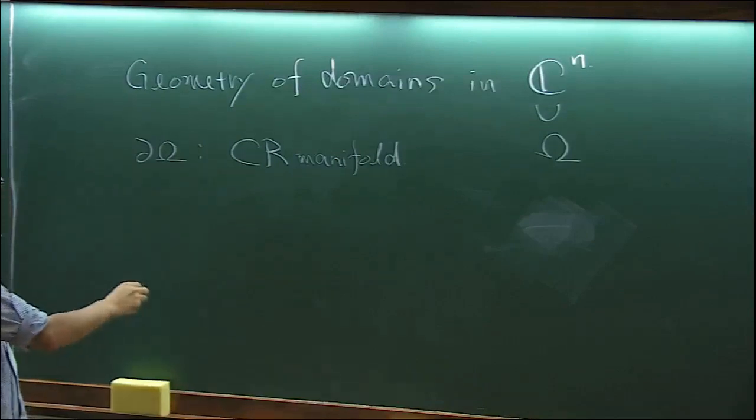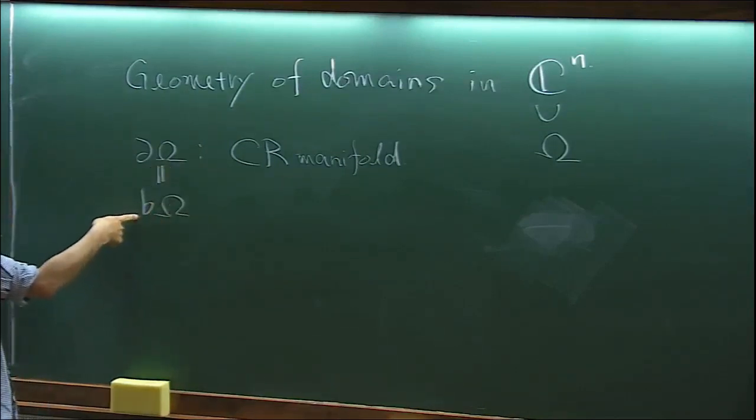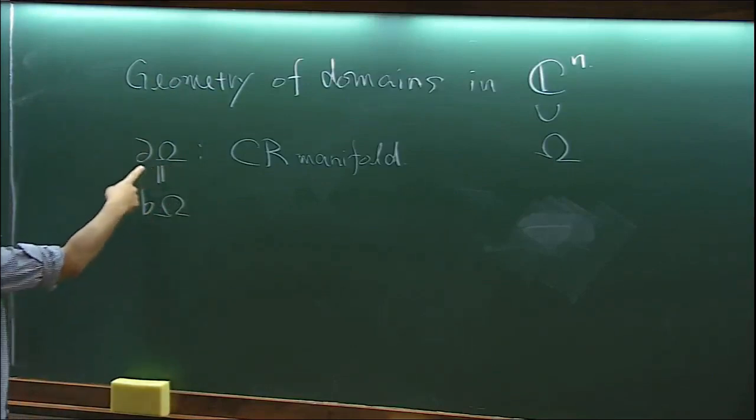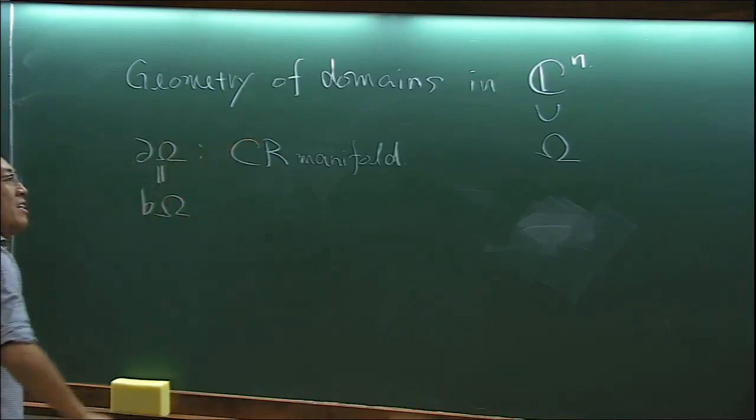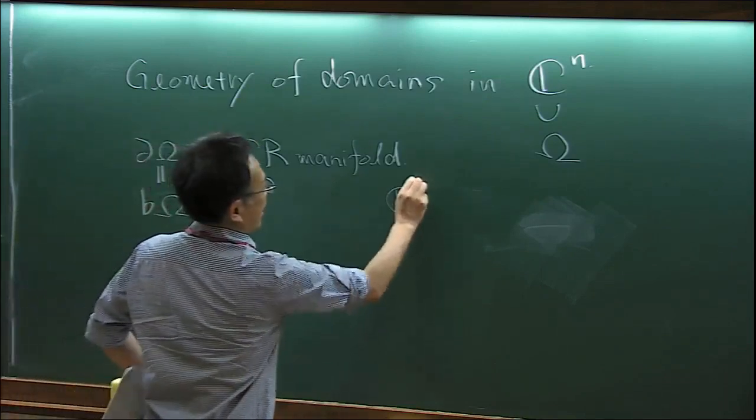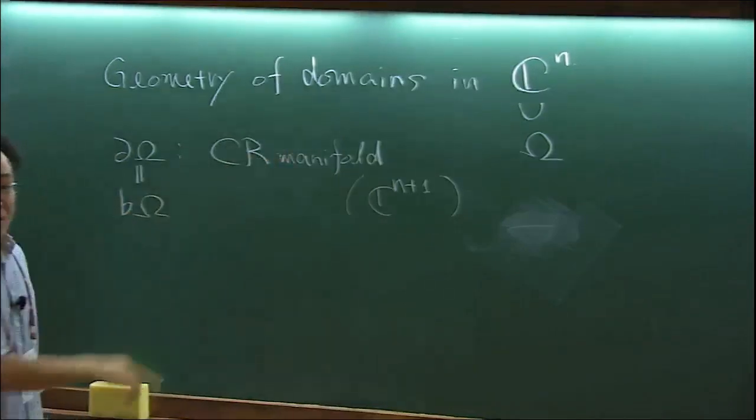My notation is a little bit different from the one with ML. ML uses B, but I prefer to use partial. This is a boundary for me. The other part is almost the same. Domains omega, dimension is n. Many people in CR geometry prefer to use n plus 1. In this talk, n is the dimension.